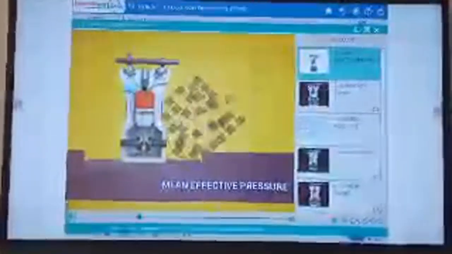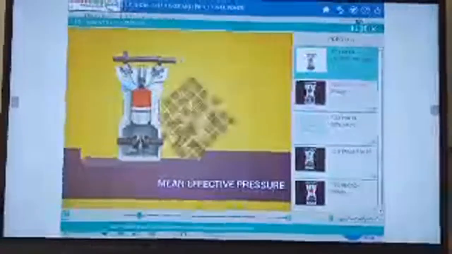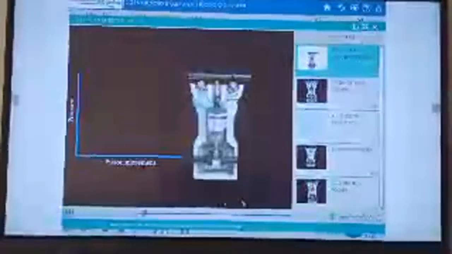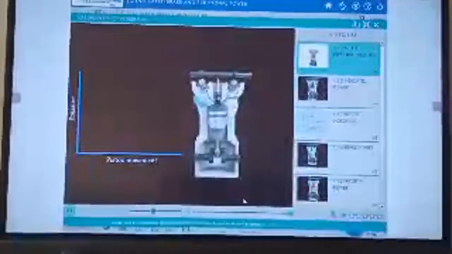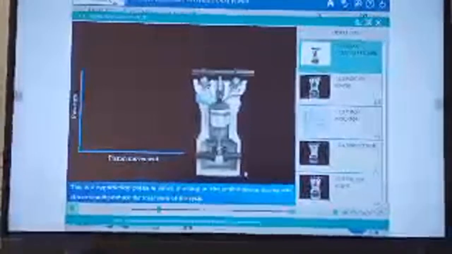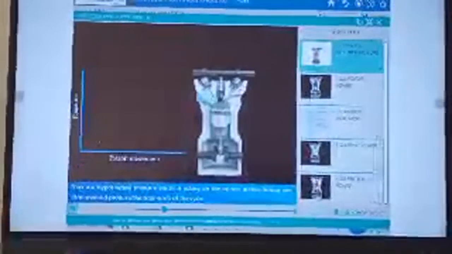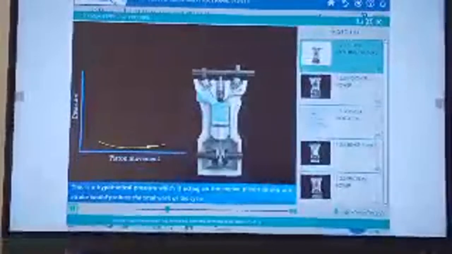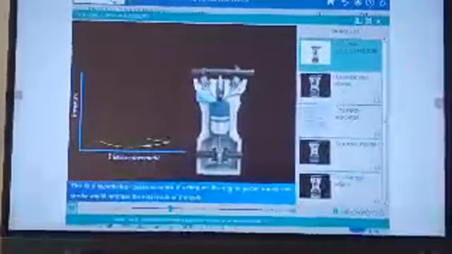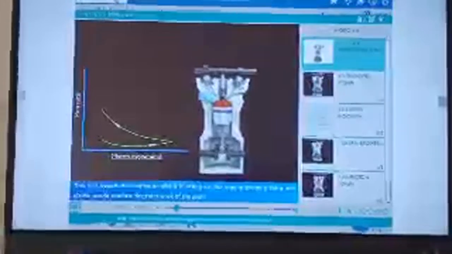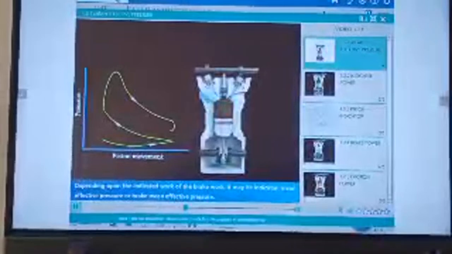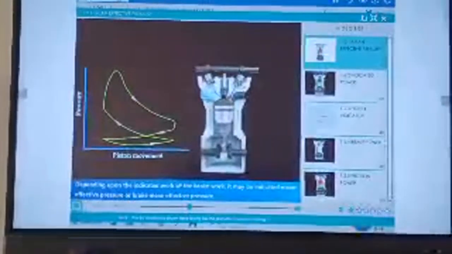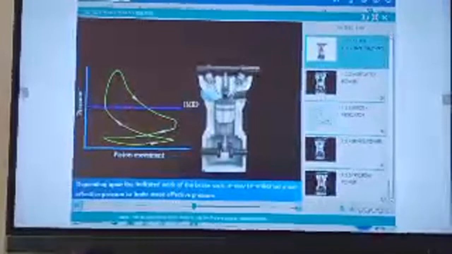Mean effective pressure. In this video, we will discuss the indicated mean effective pressure. Let us see the graph as shown in the indicated mean effective pressure in piston movement. This is a hypothetical pressure which, if acting on the engine piston during one stroke, would produce the total work of the cycle. Depending upon the indicated work or the brake work, it may be indicated mean effective pressure or brake mean effective pressure.